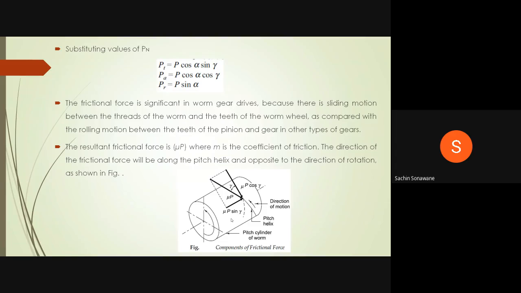The frictional force is significant in worm gear drives because there is sliding motion between the threads of the worm and the teeth of the worm wheel as compared with the rolling motion between the teeth of the pinion and gear in other types of gears. The resultant frictional force is mu P, where mu is the coefficient of friction. The direction of the frictional force will be along the pitch helix and opposite to the direction of rotation as shown in figure.